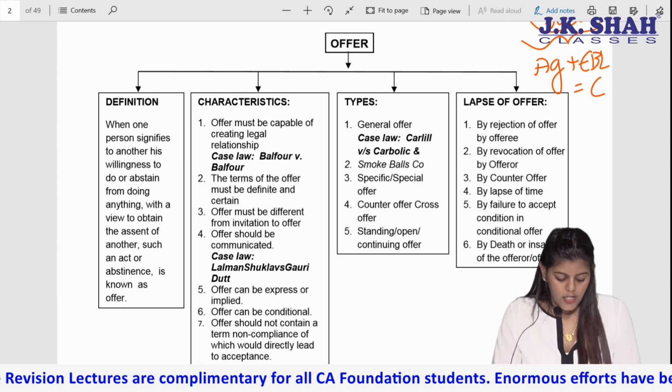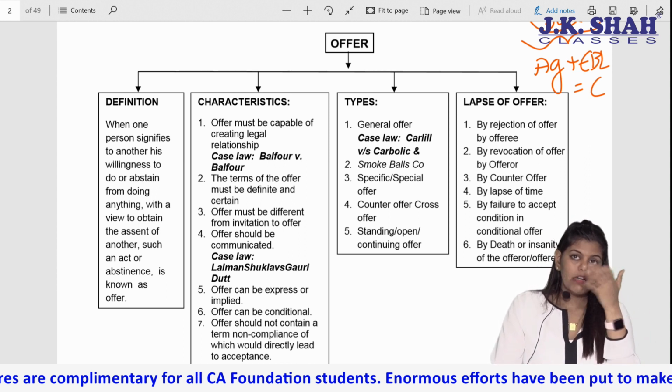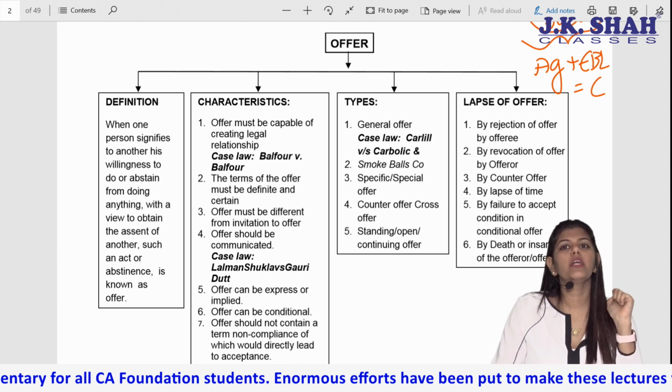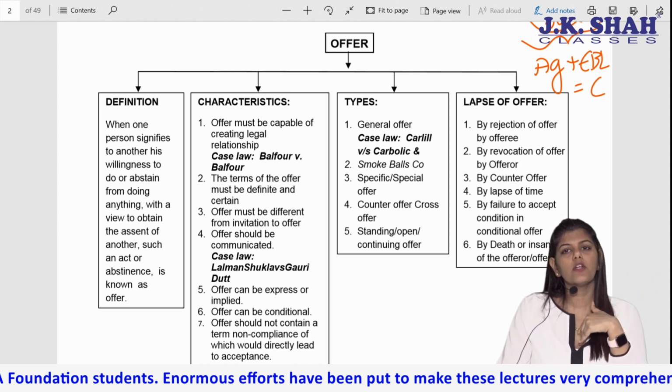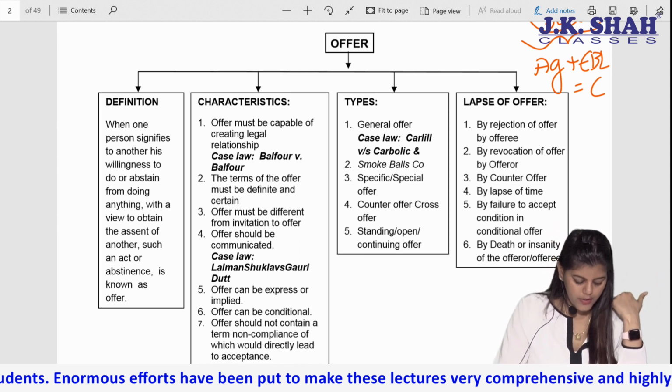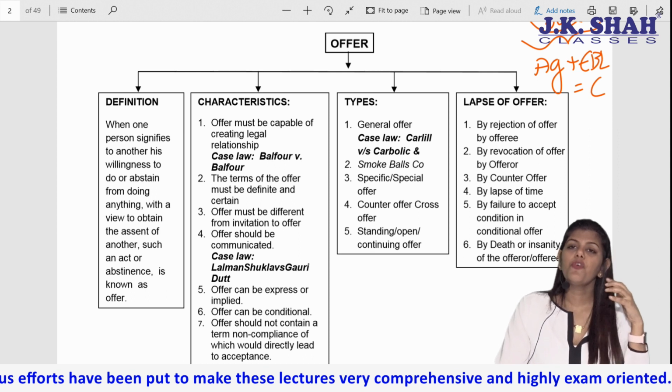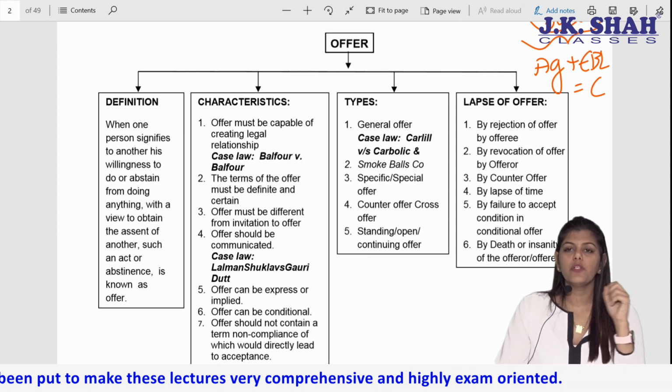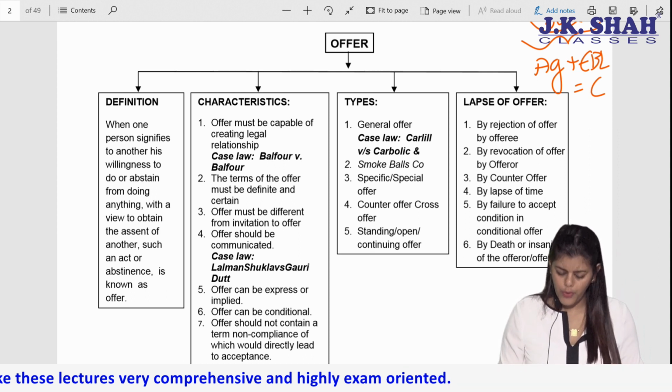You don't have a choice. So the definition is a little complicated, but I will help you recollect this. Characteristics and all are pretty much simple, you can just read it. But the definition, before I go on to the reading part, I will just explain in a very simple way.